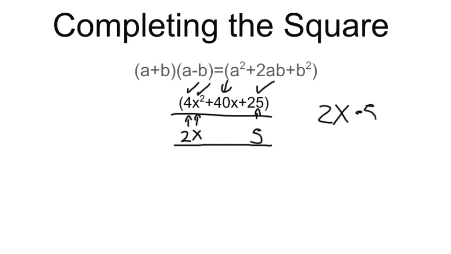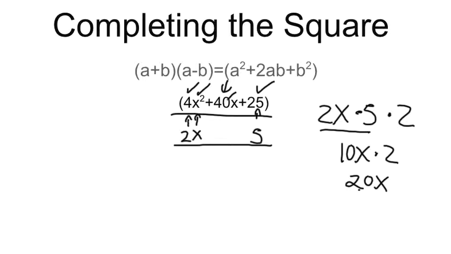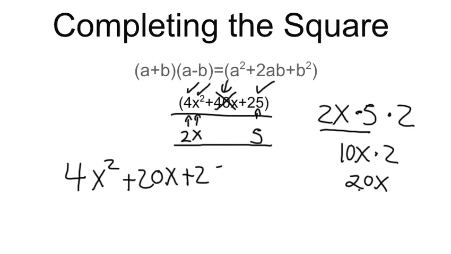2x times 5 times 2. So 2x times 5 would be 10x, times 2 would be 20x. So 20x does not equal 40x. So this is not a case where I can do the perfect squares. If this was 4x squared plus 20x plus 25, it would be a perfect square, and I could factorize it. But unfortunately, it's not. Okay, so I can't factorize that in the same way.